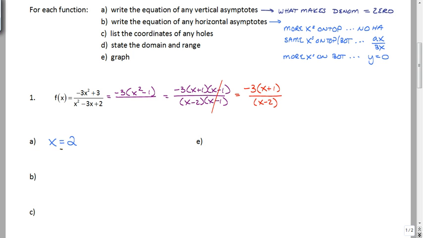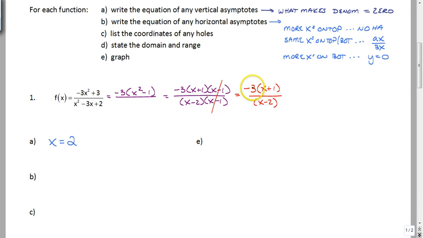Okay? Part B is write the equation of any horizontal asymptotes. So horizontal asymptotes can happen 3 ways. If you have more x's on top, you have no horizontal asymptote. If you have the same number of x's on top and bottom, then the horizontal asymptote is the ratio of your leading coefficients of the top and bottom. And finally, if you have more x's on the bottom, it's always going to be y equals 0. So let's go look at our simplified equation again. We have 1x on top. We have 1x on the bottom. So this is going to follow the middle. Same x's on top and bottom. It's the ratio.